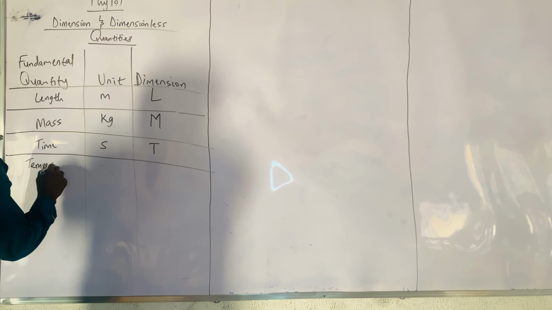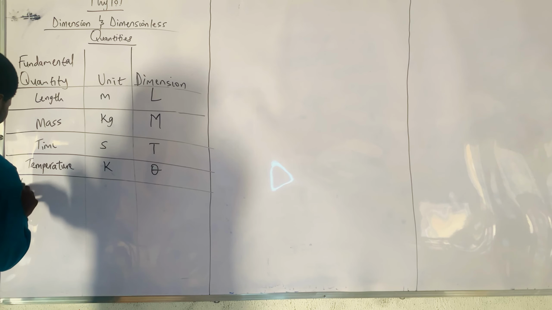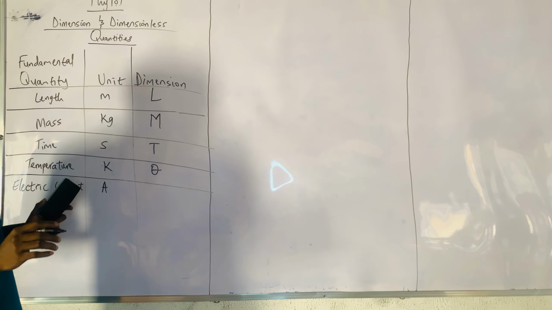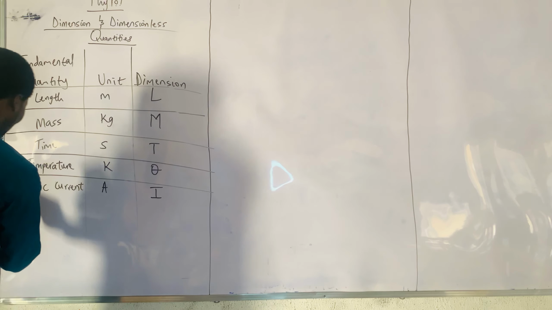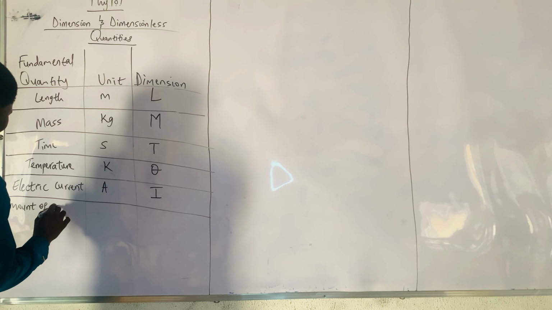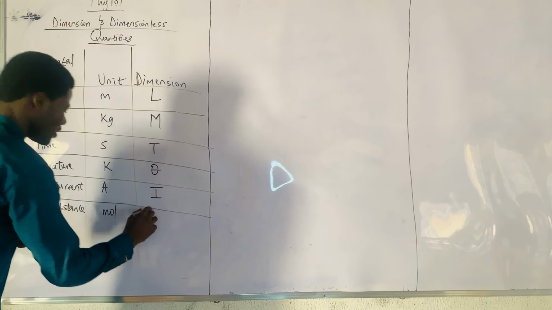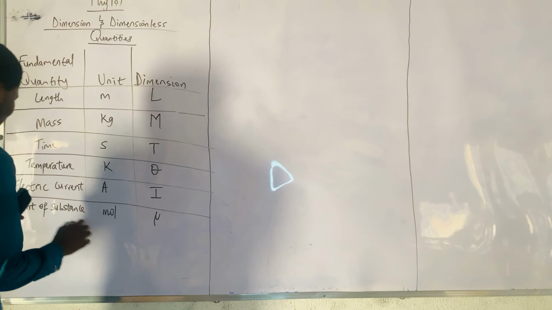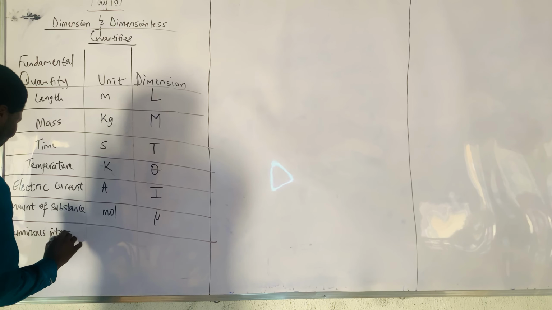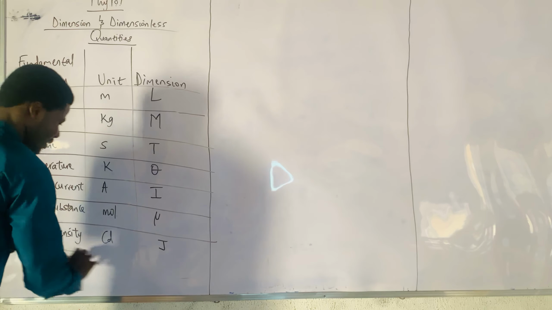Then we have temperature, whose unit is Kelvin. Dimension is theta. We have electric current, whose unit is ampere, capital letter A. Then dimension is capital letter I. Then we have amount of substance, whose unit is mole. Dimension is mol. Then lastly, we have luminous intensity, whose unit is candela. We use cd for that. So dimension is J.